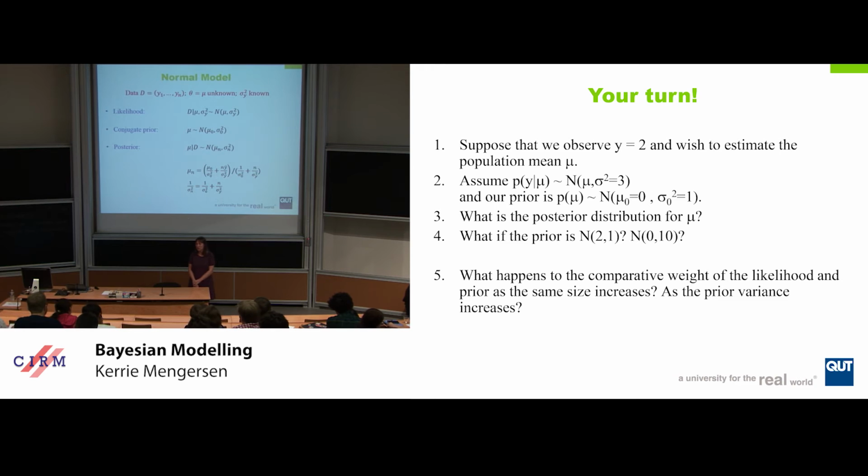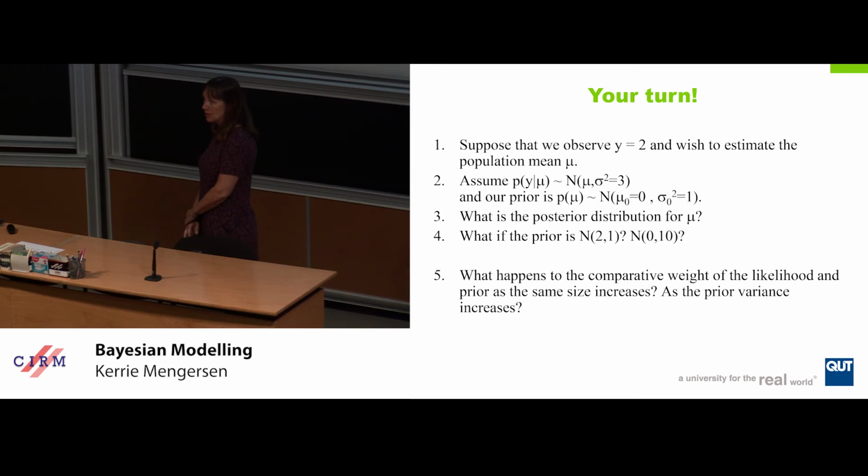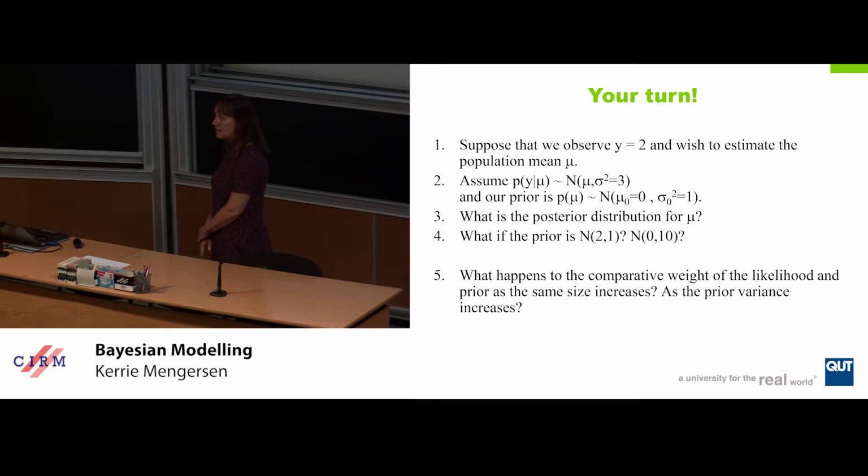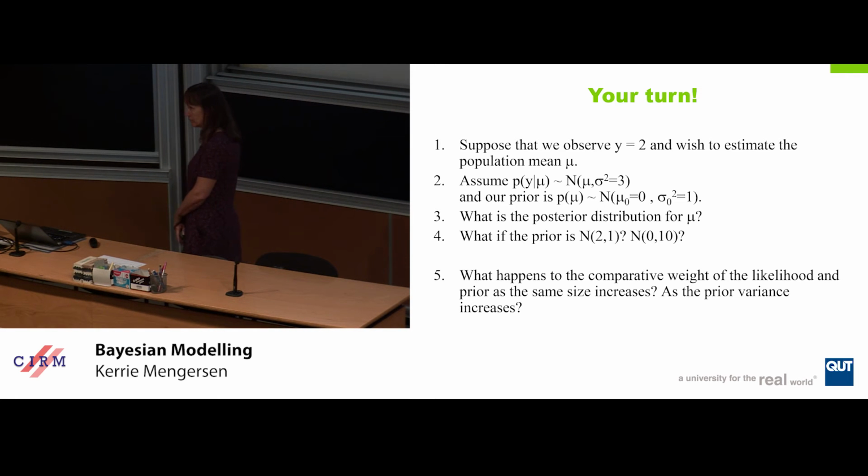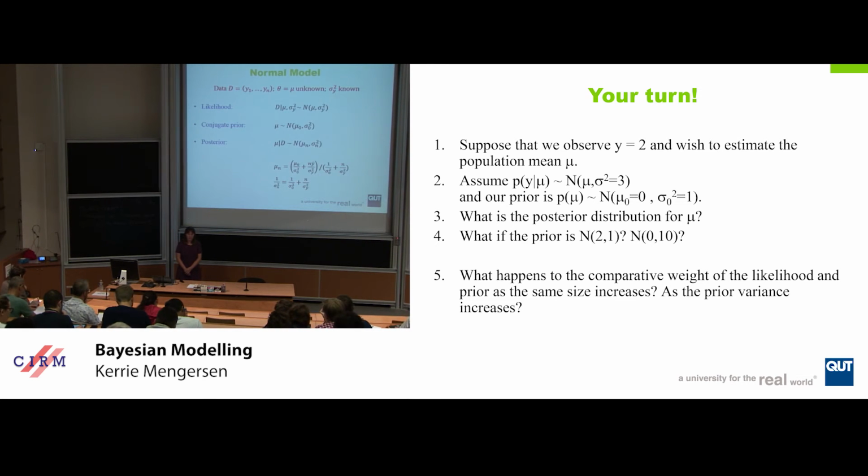We've gone from a normal 0, 1 prior. We've got this one bit of data, y equals 2. How is that going to change what my understanding of mu is? N equals 1.